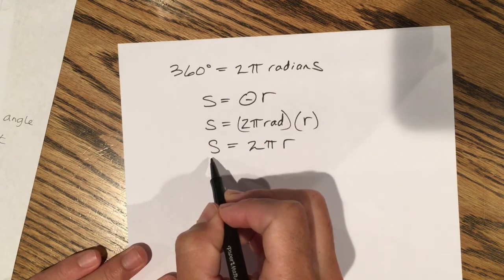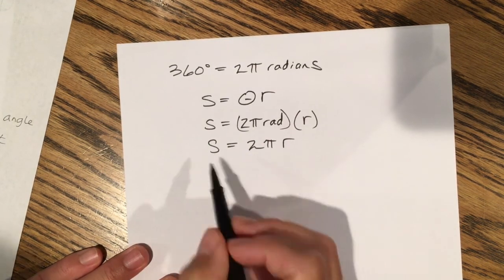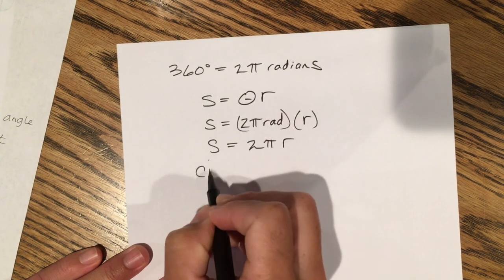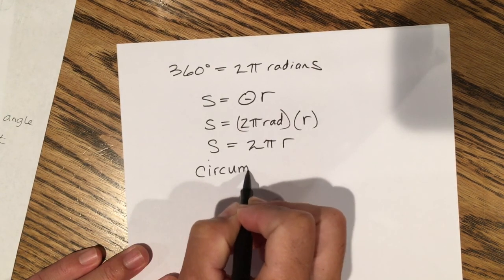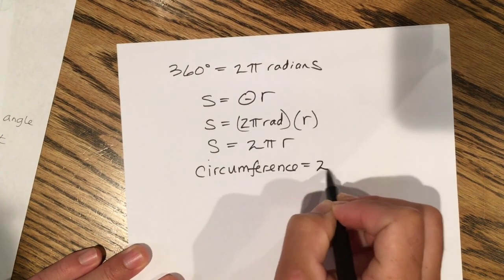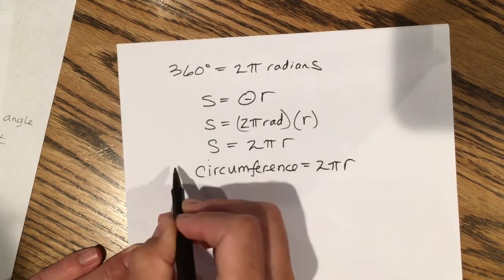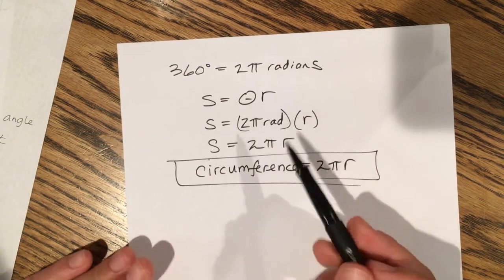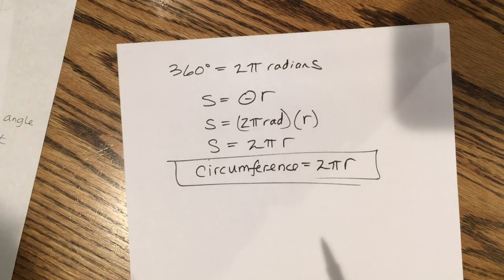And you might say, well that looks familiar. That's actually the formula for what? Well, that's the formula for the circumference, right? And so the formula we've been using in math class all this time is just derived from this relationship.